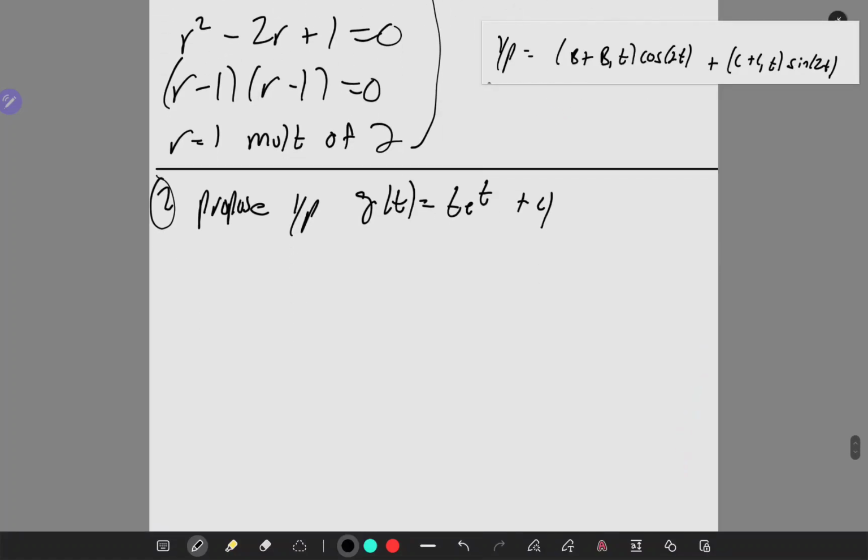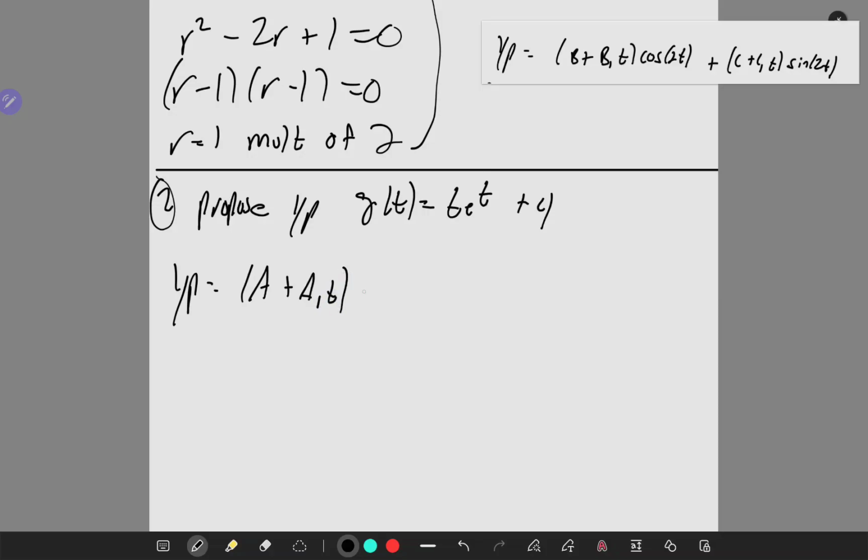So, let's propose. So y sub p, we have a first degree polynomial times e to the t plus b, right, for the 4. Let me just make sure that's correct before we go on. I'm second guessing myself on all of these now.